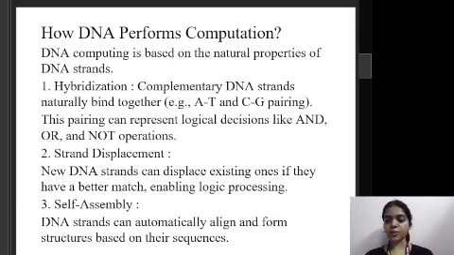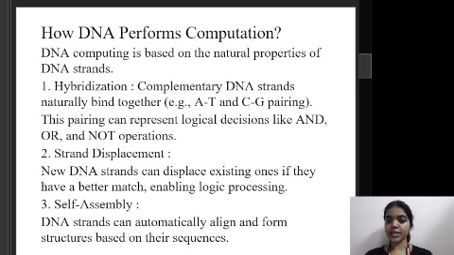How DNA performs computation. DNA computing is based on natural properties of DNA strands. First one is hybridization. Complementary DNA strands naturally bind together. This pairing can represent logical decisions like AND, OR and NOT operations.